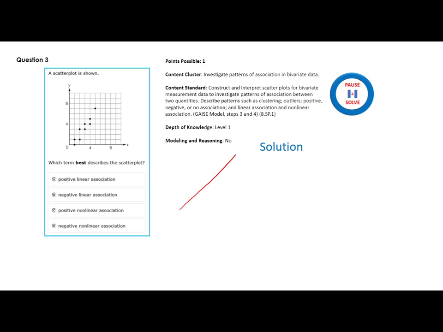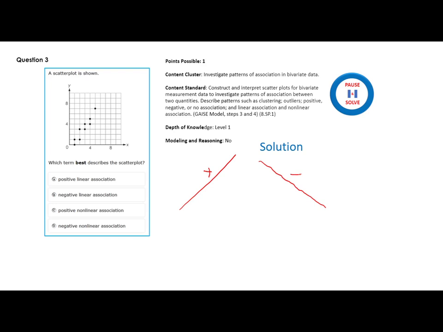Now, look at it from left to right. If it's going up, it's positive. So this one is positive linear. This one here is linear, an almost straight line, and when you look at it from left to right, it's going down, so that is negative.